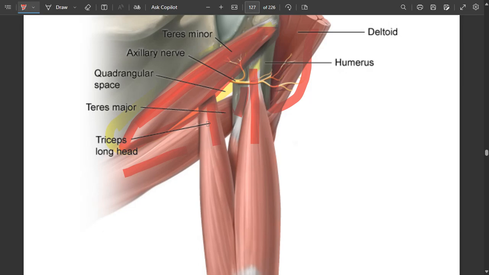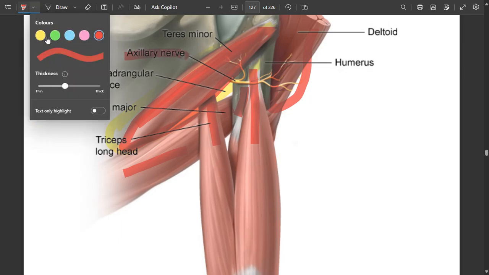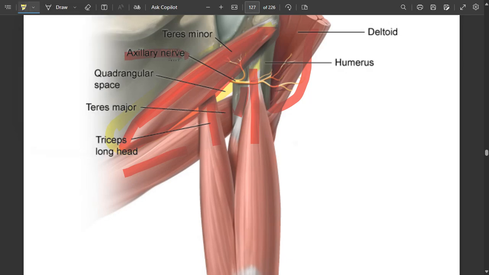Teres minor is in the upper part, teres major in the lower part, and the two heads of the biceps form the medial and lateral parts of the quadrangular space. The axillary nerve passes through this quadrangular space, as well as the axillary artery. The interosseous part of the axillary artery also goes through this space. So it is a very important space.